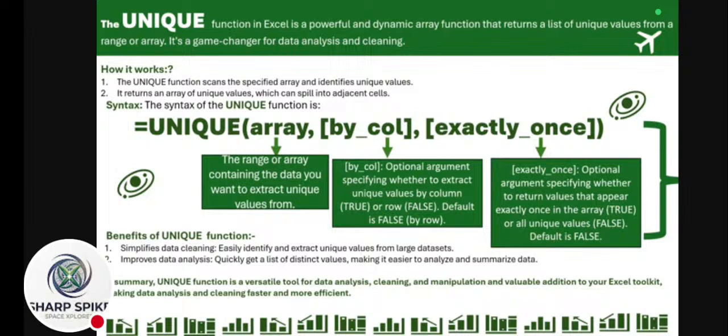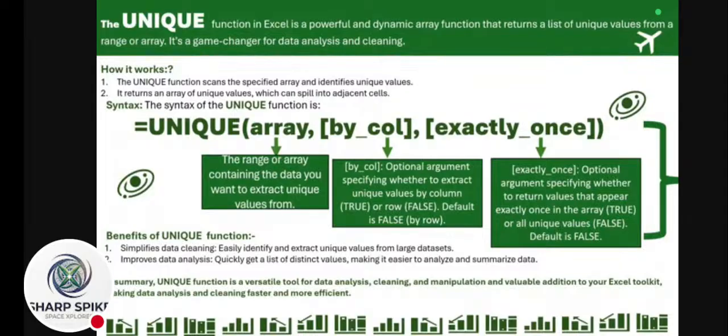So let's understand what each argument is. Array is the range or array containing the data from which you want to extract unique values. By_col is an optional argument specifying whether to extract unique values by column, TRUE or FALSE. False is the default. Exactly_once is also an optional argument specifying whether to return only values that appear exactly once in the array, TRUE or FALSE. False is the default.